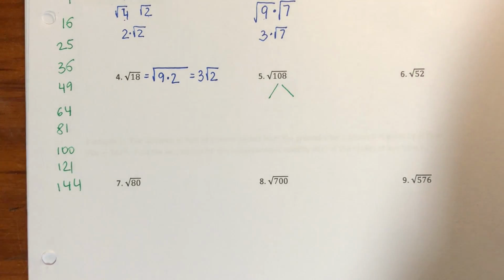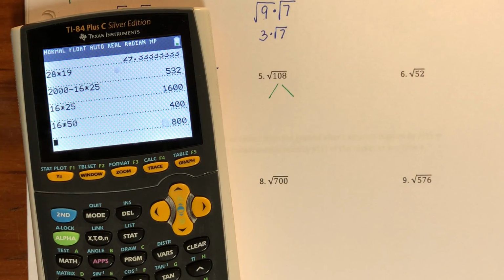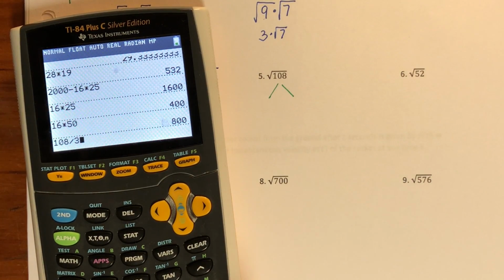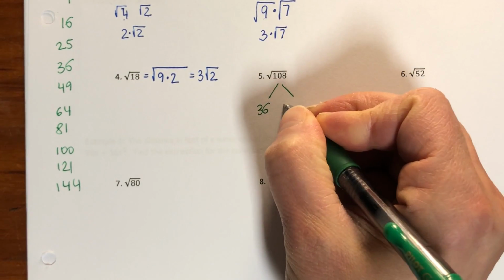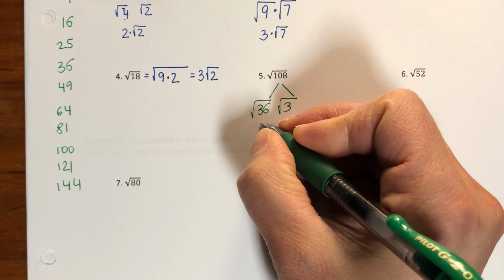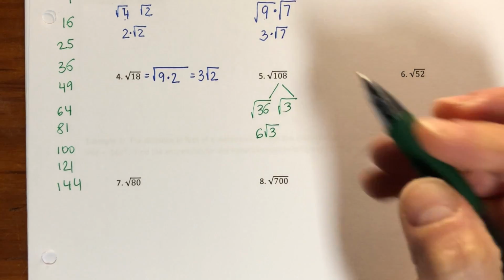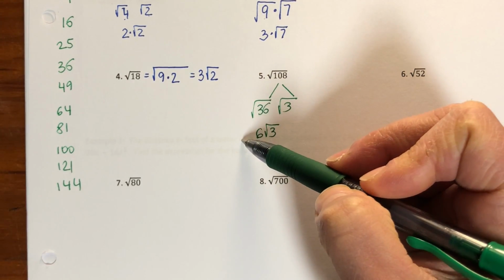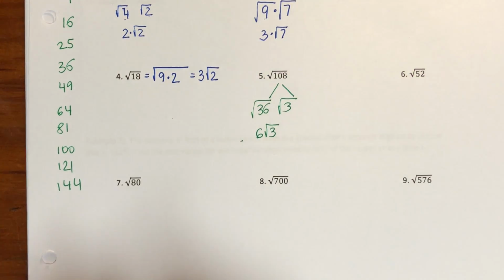Maybe 36. I am going to use a calculator for it because I have one here. 108 divided by 36 is 3. So this is 36 times 3. Square root of 36 is 6, and square root of 3 is what's left. Again, pay attention. You can either use this method or this method. And what I mean by the method is the way of writing the answer.